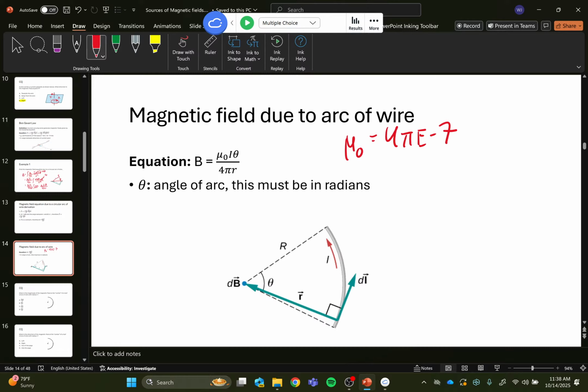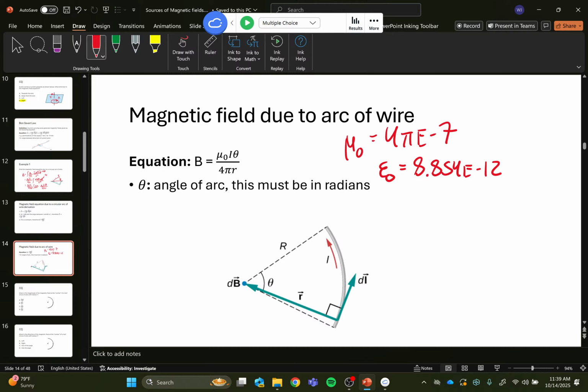Epsilon naught is called the permittivity of free space. Permeability, mu naught, is for magnetic fields, epsilon naught is for electric fields. You can think of it as how easy or difficult it is to make a magnetic field, or in the case of epsilon, an electric field. Different materials get different values, which we're not going to get into in this class too much.